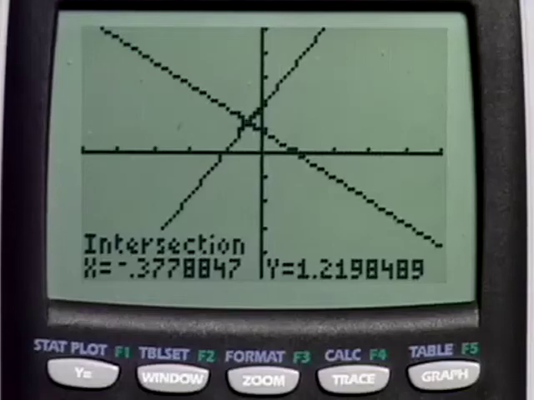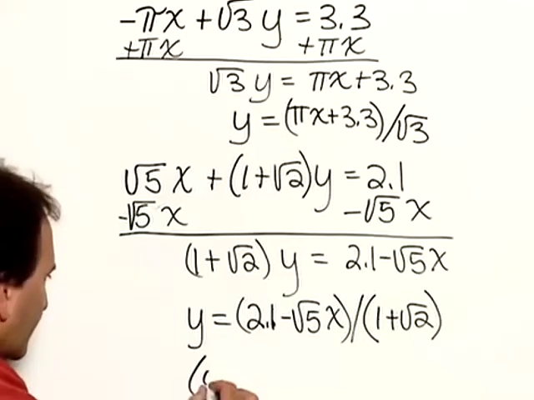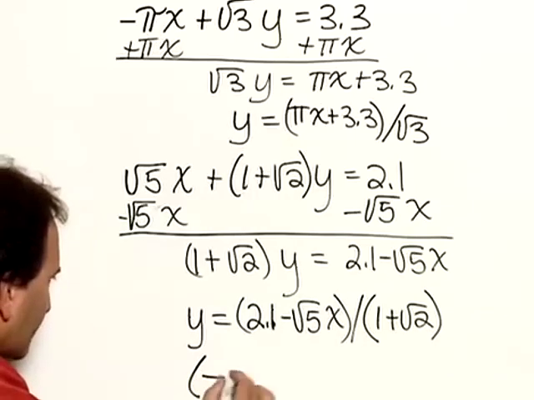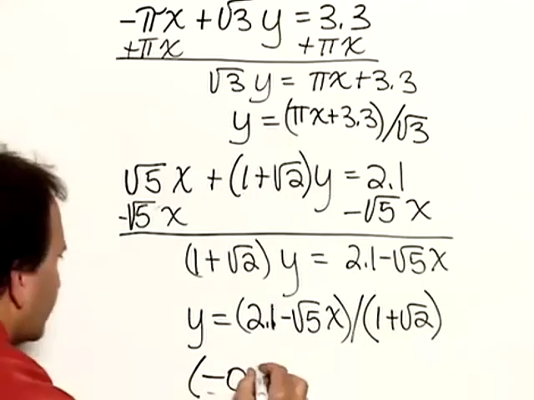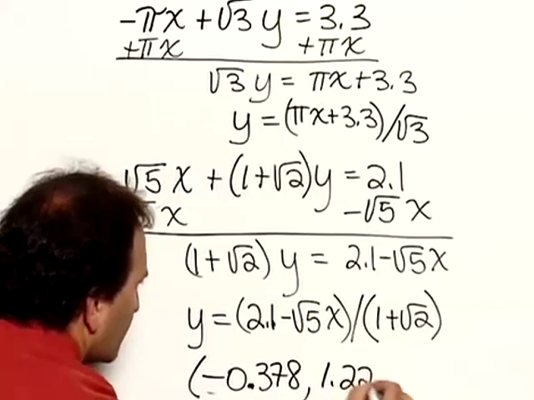The intersection is x equals negative 0.3778847, y equals 1.2198489. What we'll do is, of course, approximate those to the thousandth, so we'll round those off and write them on the board. Now that we have the point of intersection, let's write that on the board. That would be the point negative 0.378, 1.220.